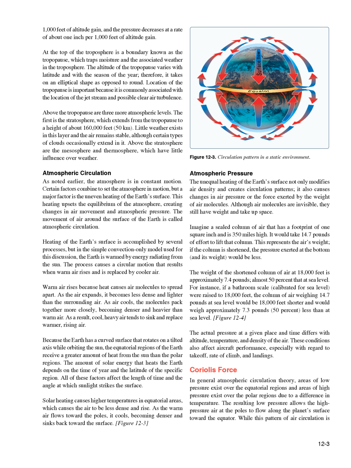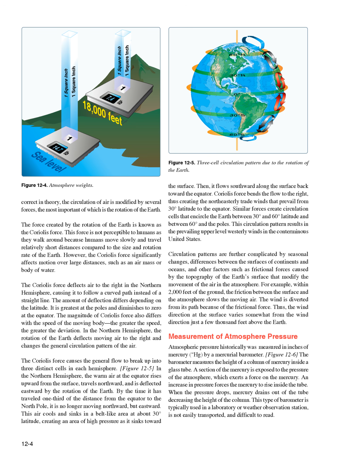Coriolis force. In general atmospheric circulation theory, areas of low pressure exist over the equatorial regions and areas of high pressure exist over the polar regions due to a difference in temperature. The resulting low pressure allows the high pressure air at the poles to flow along the planet's surface toward the equator. While this pattern of air circulation is correct in theory, the circulation of air is modified by several forces, the most important of which is the rotation of the Earth. The force created by the rotation of the Earth is known as the Coriolis force.